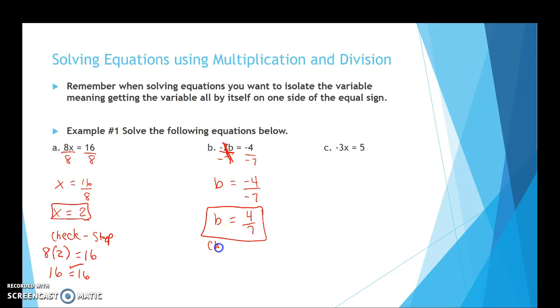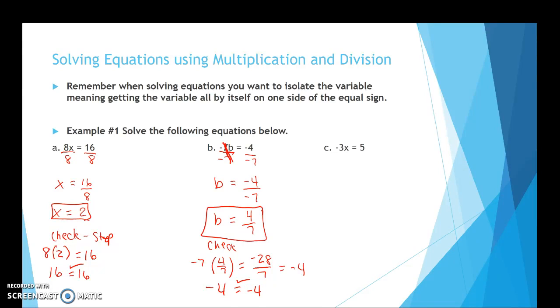If they asked me to check this, I would go ahead and plug in 4/7 in for b. So I take negative 7, multiply 4/7. Negative 7 times 4 gives me negative 28 over 7, and that would simplify to negative 4. So that works itself out because negative 4 then equals negative 4. That would be my check step.